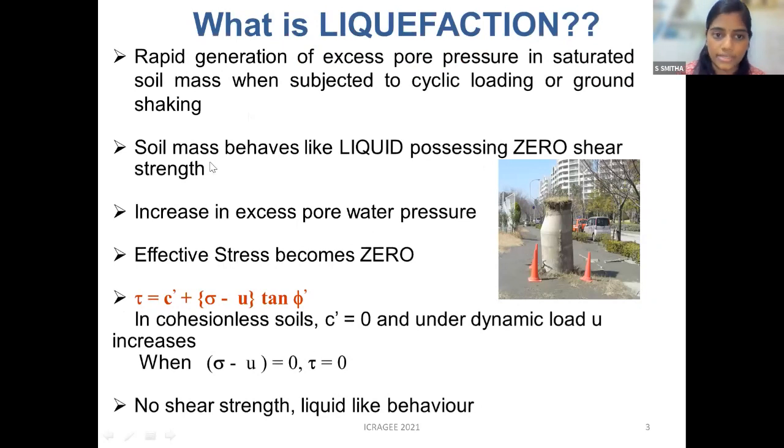So what is liquefaction? It is the rapid generation of excess pore pressure in saturated soil mass when subjected to cyclic loading or ground shaking. The soil mass behaves like a liquid, possessing zero shear strength. Here we can see the buried structures may rise above the ground, and the structures on the surface may sink due to this liquefaction when the soil behaves like a liquid. This is due to the excess pore pressure buildup in cohesionless soils like silty sand or fine sand.